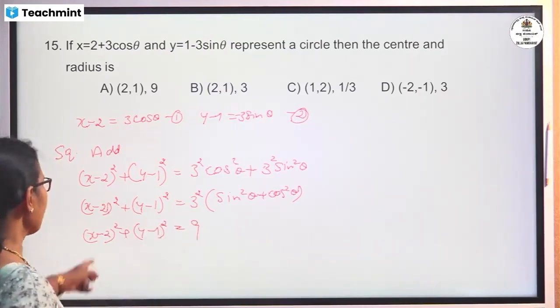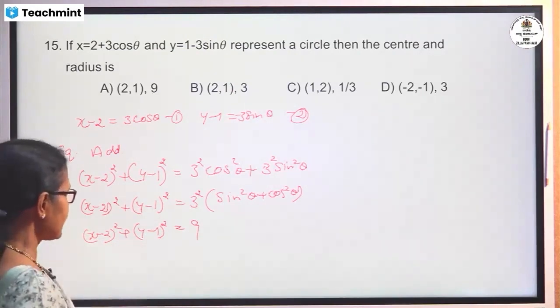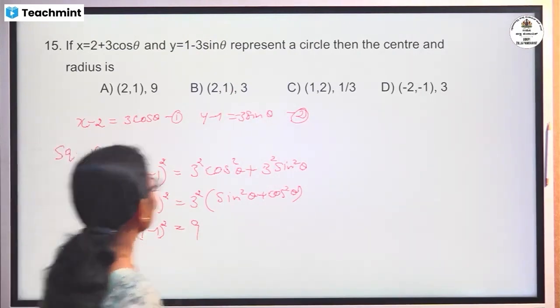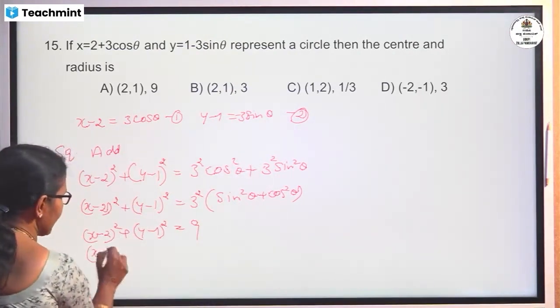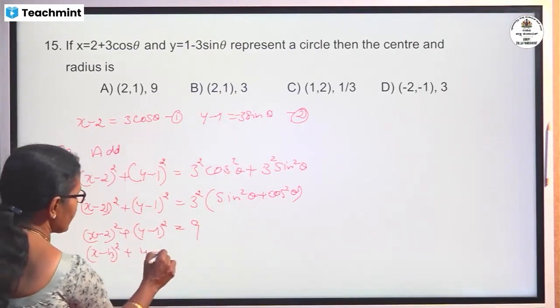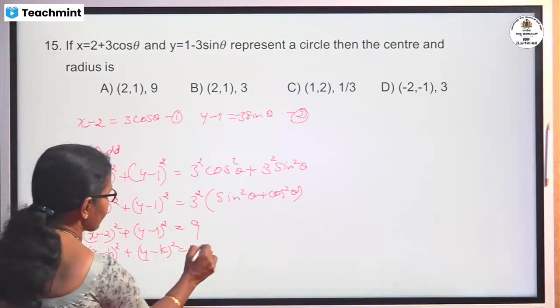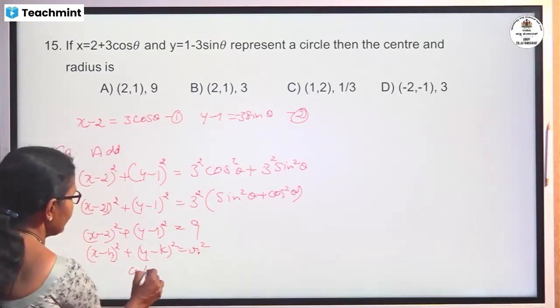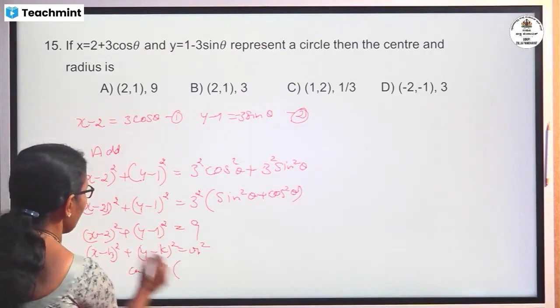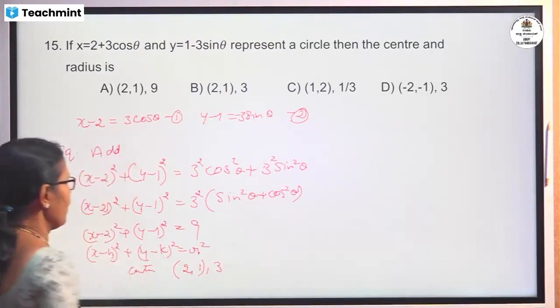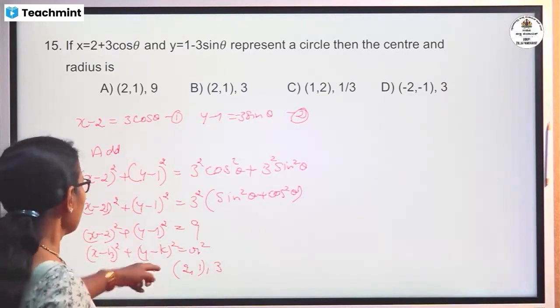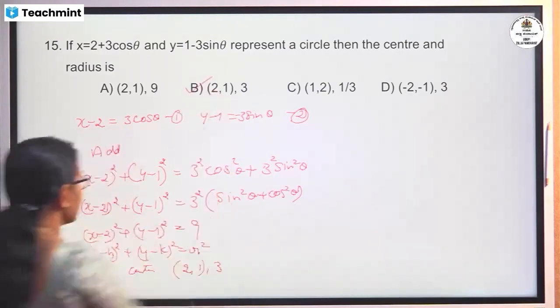Now we can write the center of the circle. Comparing with the form (x − h)² + (y − k)² = r², the center of the circle is (2, 1) and the radius is 3. Option B is the correct answer.